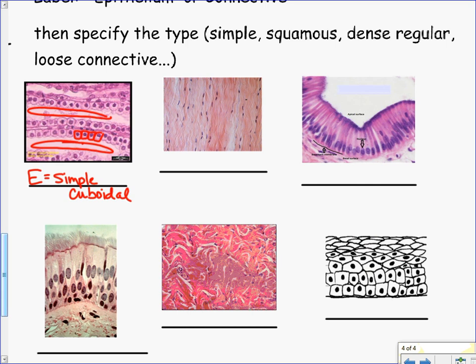All right, how about this one? Is that going to be epithelial or connective? It's going to be connective. Is it going to be loose connective or dense connective? Dense connective. Is it going to be regular or irregular? Regular. They're running the same direction. So it's dense, regular, connective tissue. All right? How about this one right here? Epithelial. Now, what type of epithelial cell are we looking at there? Columnar. Is it simple or stratified? Simple. Simple columnar.